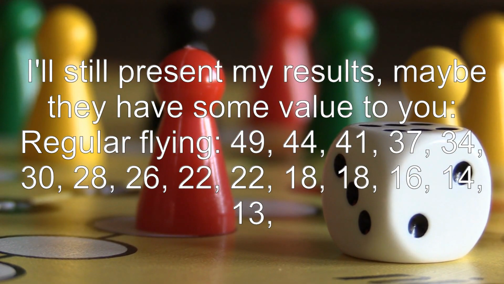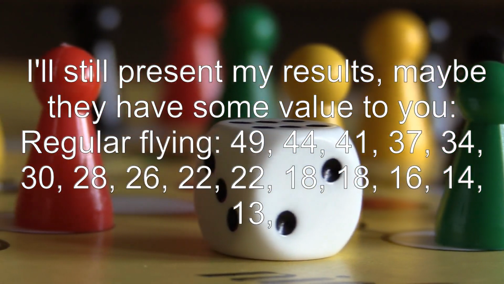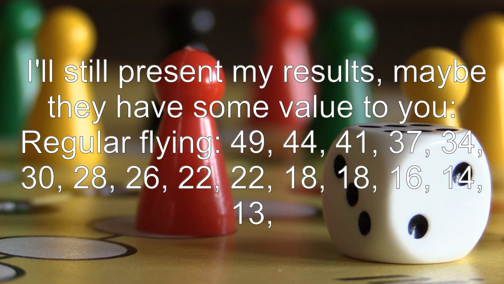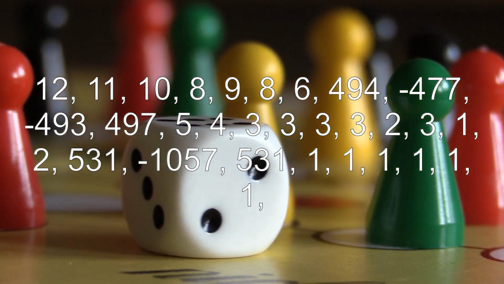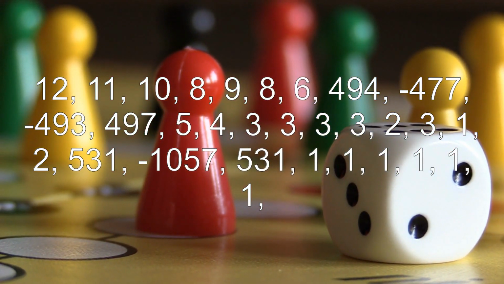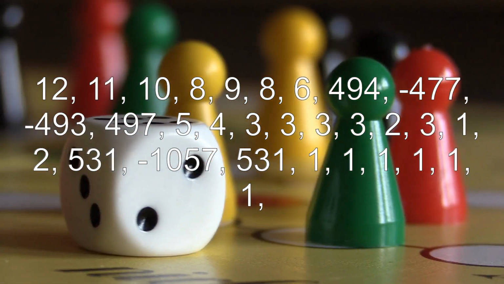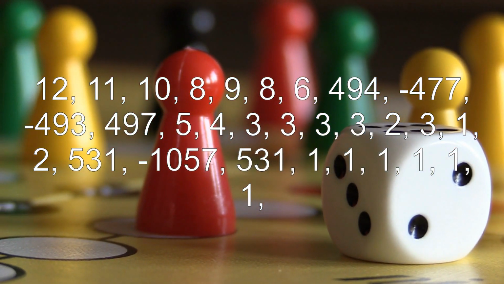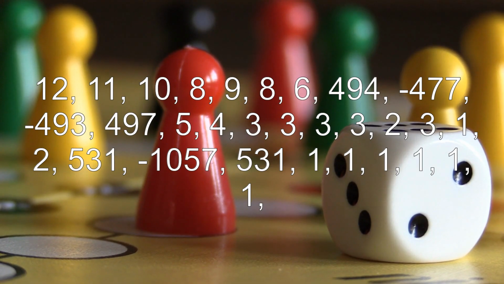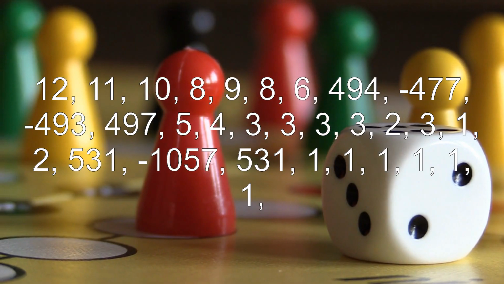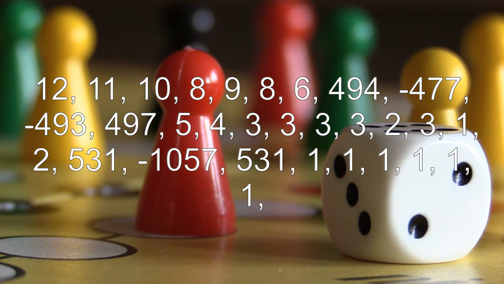Regular flying: 49, 44, 41, 37, 34, 30, 28, 26, 22, 22, 18, 18, 16, 14, 13, 12, 11, 10, 8, 9, 8, 6, 494, minus 477, minus 493, 497, 5, 4, 3, 3, 3, 3, 2, 3, 1, 2, 531, minus 1057, 531, 1, 1, 1, 1, 1, 1.